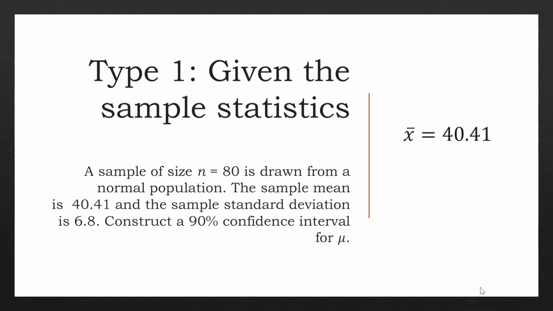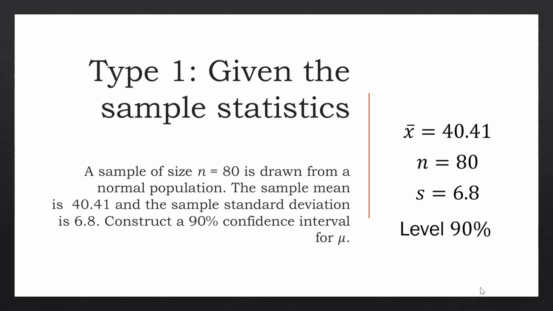Given the sample statistics, a sample of size n equal to 80 is drawn from a normal population. The sample mean is 40.41 and the sample standard deviation is 6.8. Construct a 90% confidence interval for mu. So this is a problem where you are given some statistics. We have a sample size n of 80. The sample mean is 40.41, which is x bar, and the sample standard deviation is 6.8. Here, since sigma is not given, and we are given the sample standard deviation instead, we use the method called T interval, and the level of confidence here is 90%.